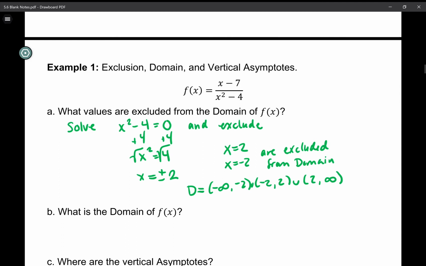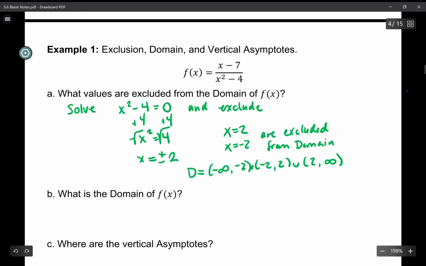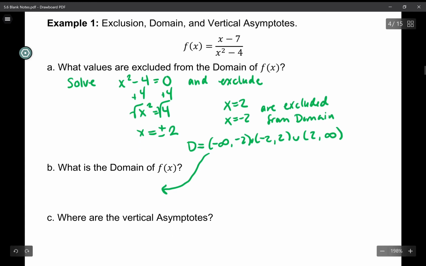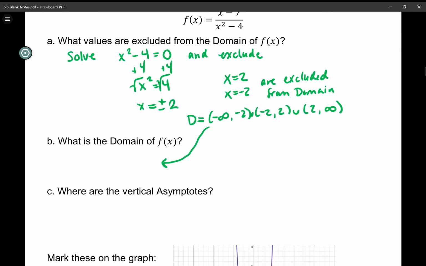Oh, look, I accidentally wrote that ahead of time. We're just going to draw a little arrow. What's the domain of f of x? There it is. All right, so what are the vertical asymptotes? Well, the vertical asymptotes are exactly these two values. x equals 2 is one vertical asymptote. That's a vertical line, x equal to 2. And the vertical line x equal to negative 2 is the other one.